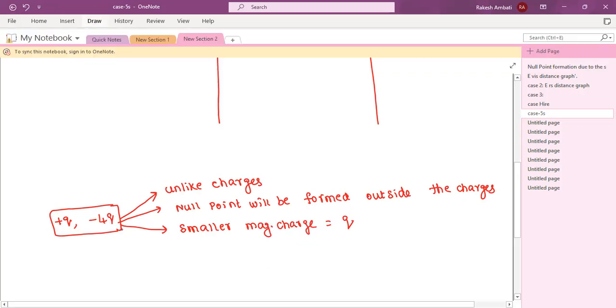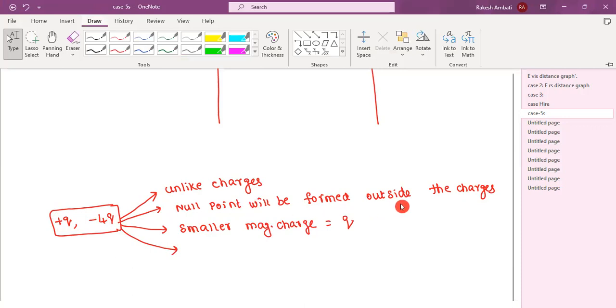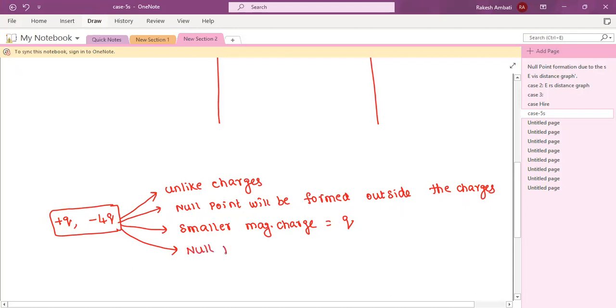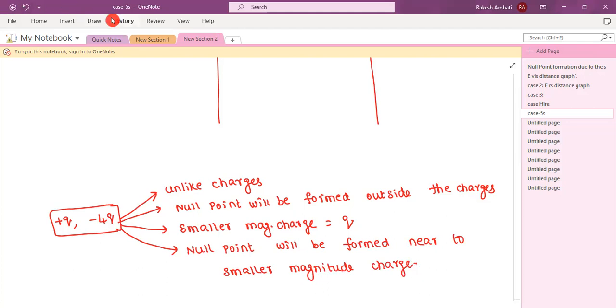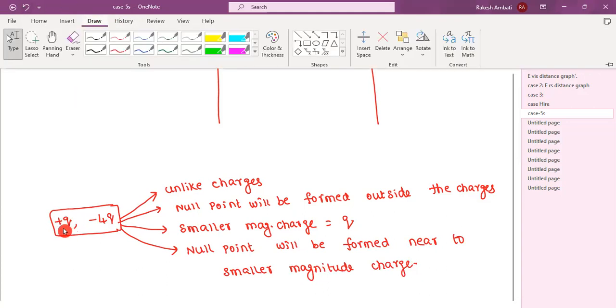So both are unlike charges. In the case of unlike charges, the null point will be formed outside the charges, and the null point will be formed near the smaller magnitude charge. So here the smaller magnitude charge is plus Q.